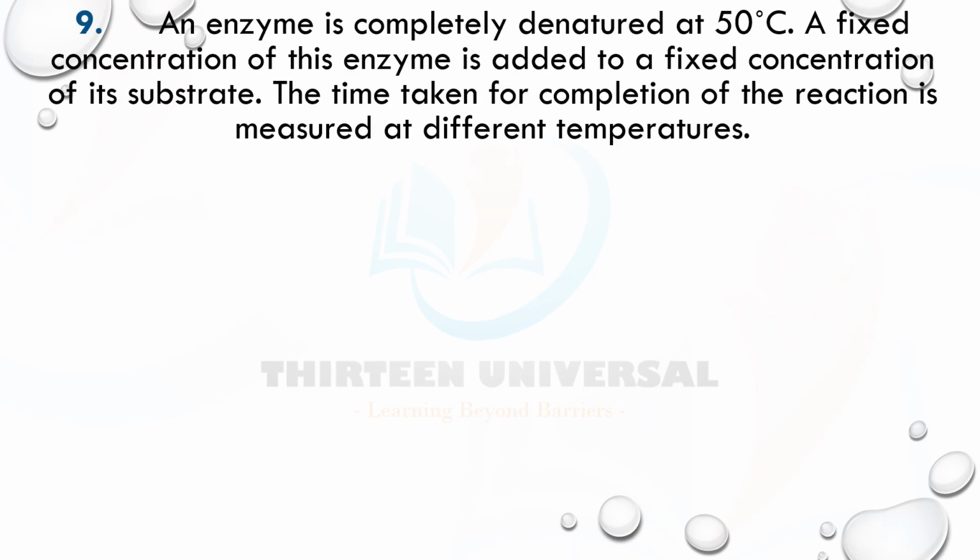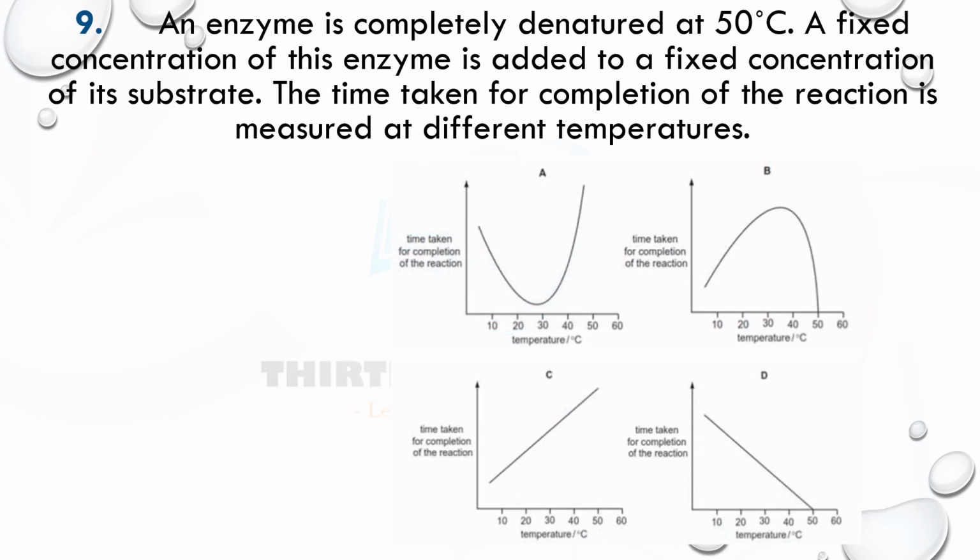It says an enzyme is completely denatured at 50 degrees Celsius. A fixed concentration of this enzyme is added to a fixed concentration of its substrate. The time taken for completion of the reaction is measured at different temperatures. Look at this. What is it asking us? Which graph shows the result? All right, guys, look at it.